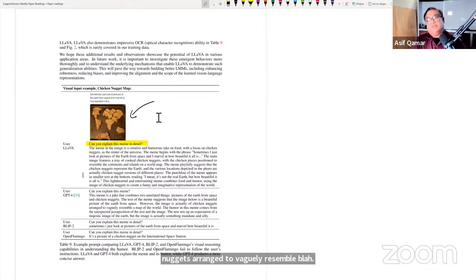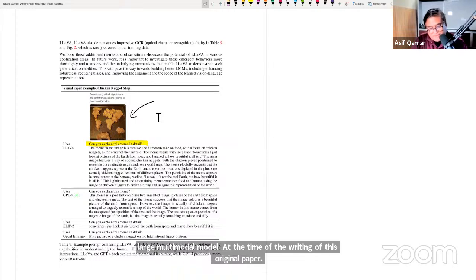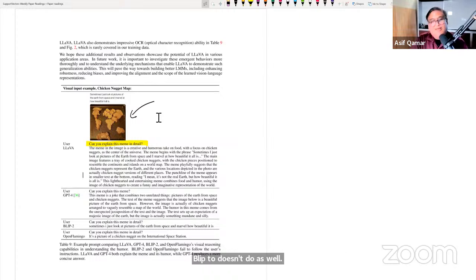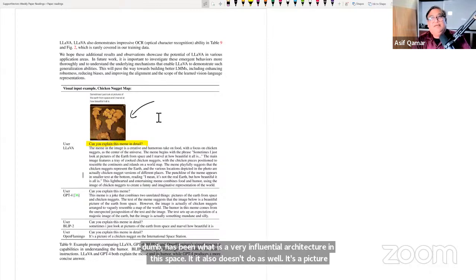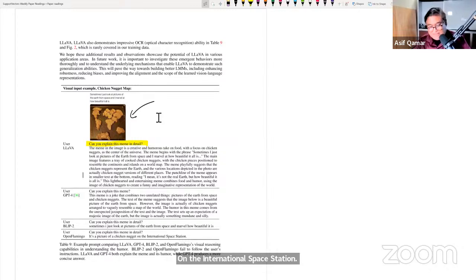BLIP-2, by the way, was a state-of-the-art large multimodal model at the time of the writing of this original paper. BLIP-2 doesn't do as well. It says, sometimes I just look at pictures of the Earth from space and marvel how beautiful it is. That's the way it explained or answered that question. Flamingo, Open Flamingo, as you know, Flamingo is a very influential architecture in this space. It also doesn't do as well. It says it's a picture of a chicken nugget on the International Space Station, which is essentially hallucinatory.